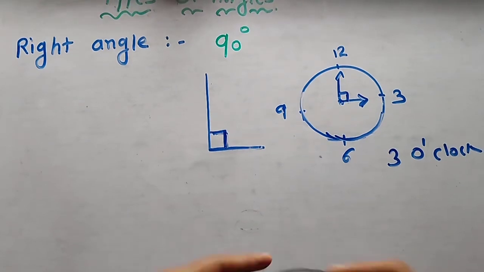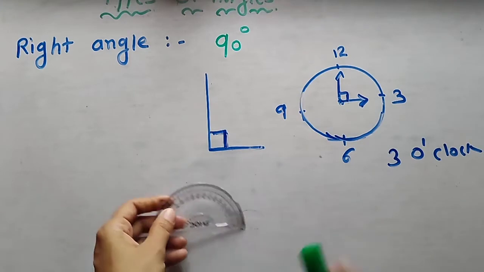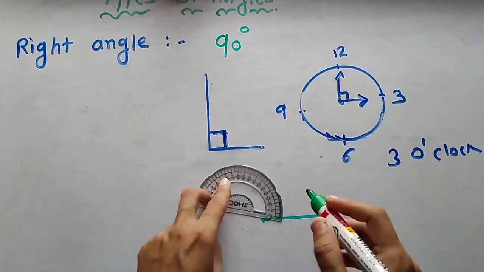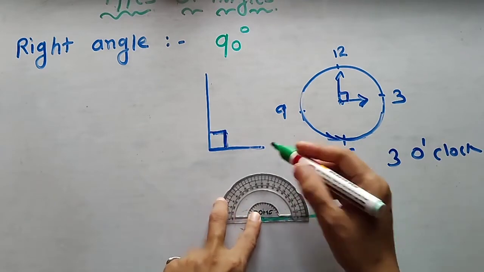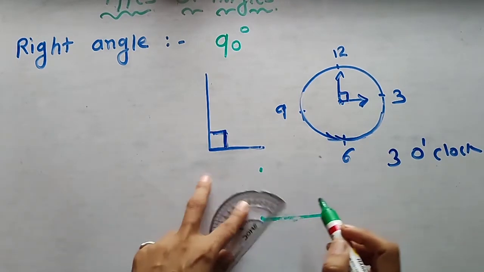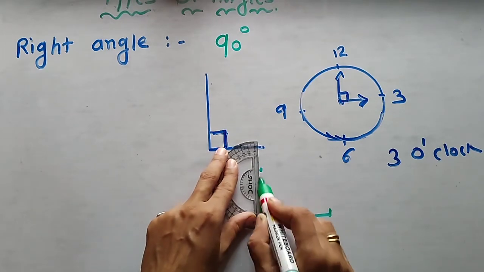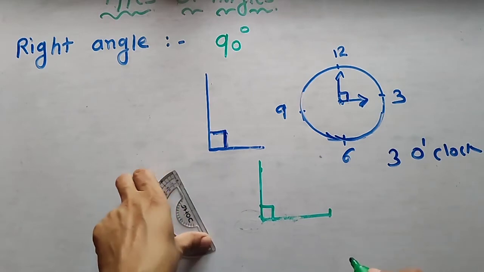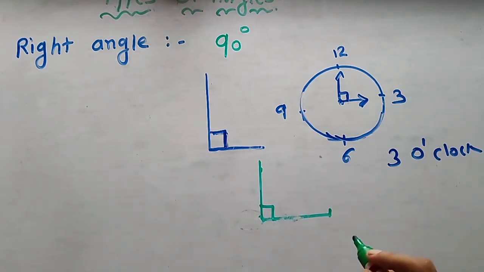This is your protractor. Suppose you draw a line segment and put the protractor here. Here we get exactly 90 degrees, and when you join these two points, we get this angle of 90 degrees. So a right angle means 90 degrees.